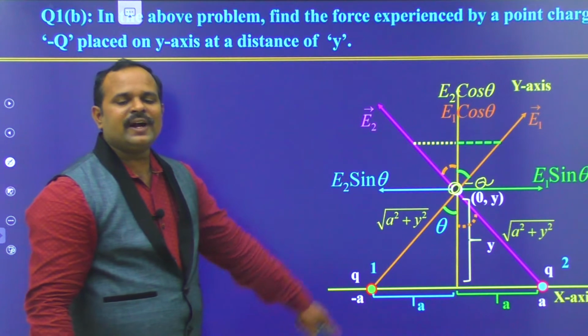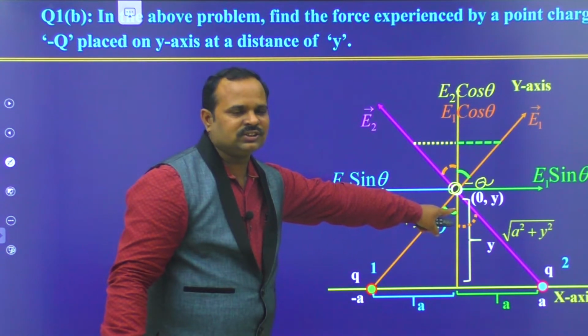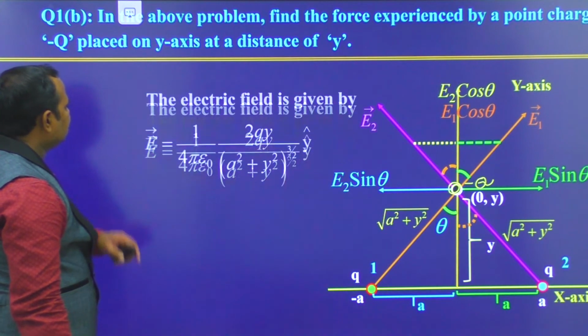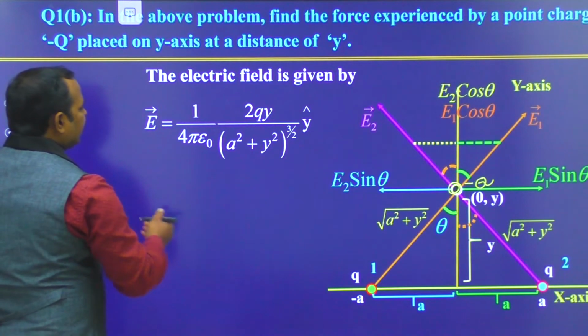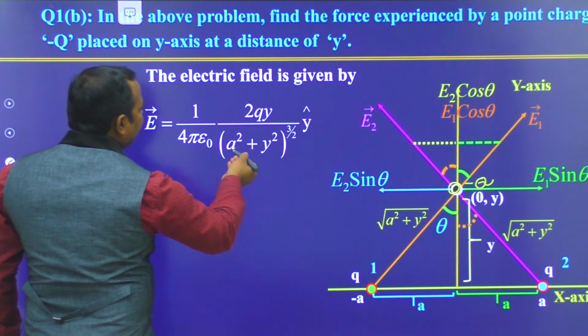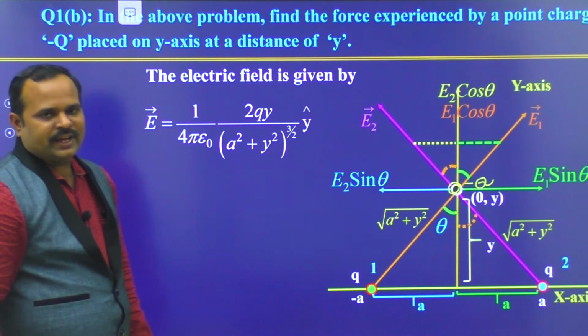Now they are asking us to find the force of attraction between the positive and negative charges in both directions. We already know the electric field. Here the total electric field at this point is E bar equals 1 by 4 pi epsilon naught into 2qy by (a square plus y square) whole power 3 by 2, into y cap.